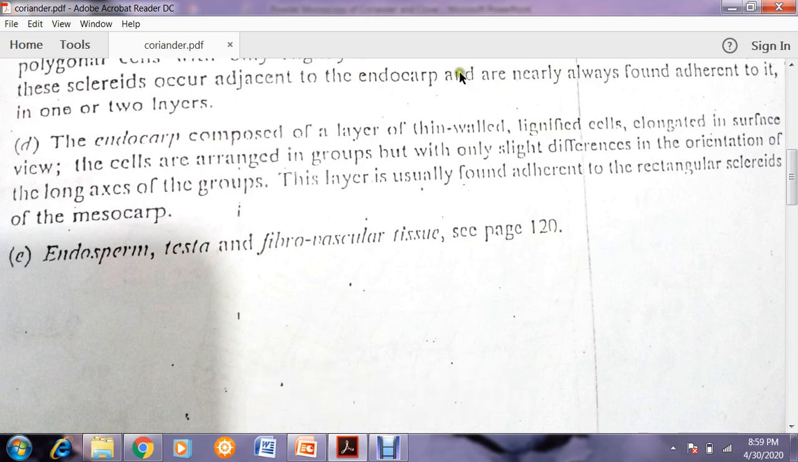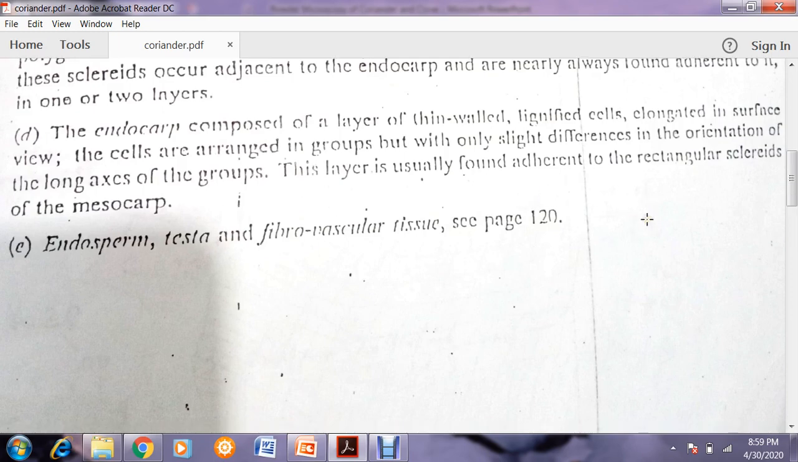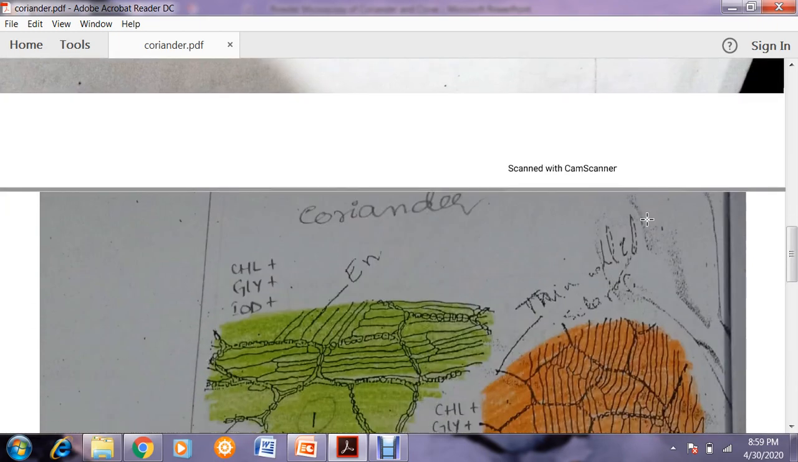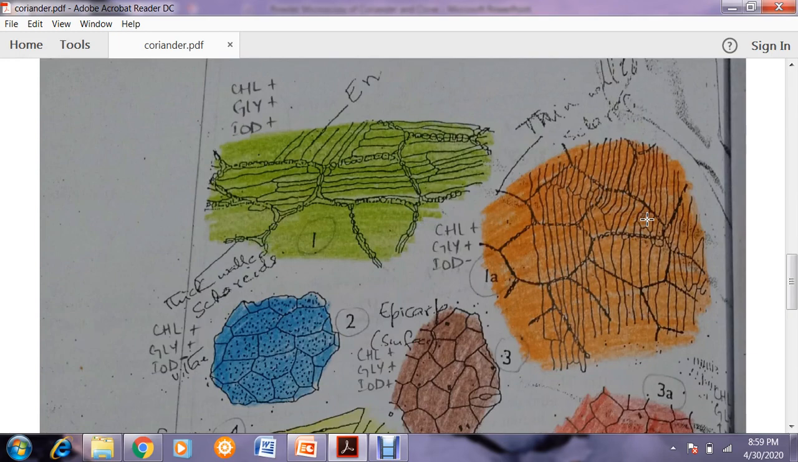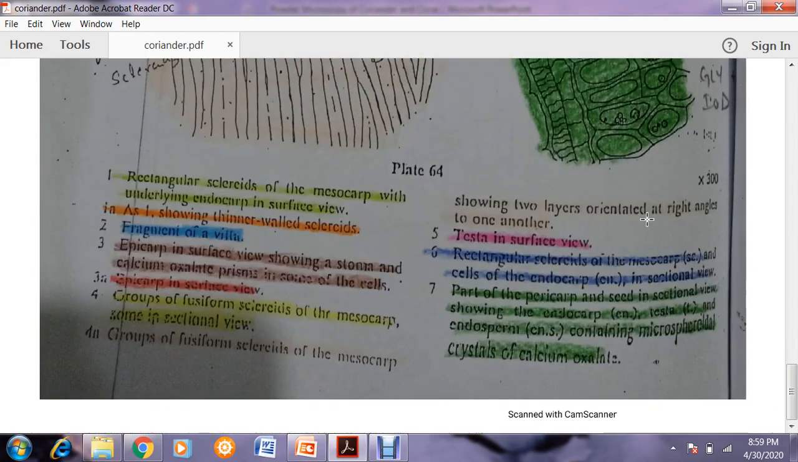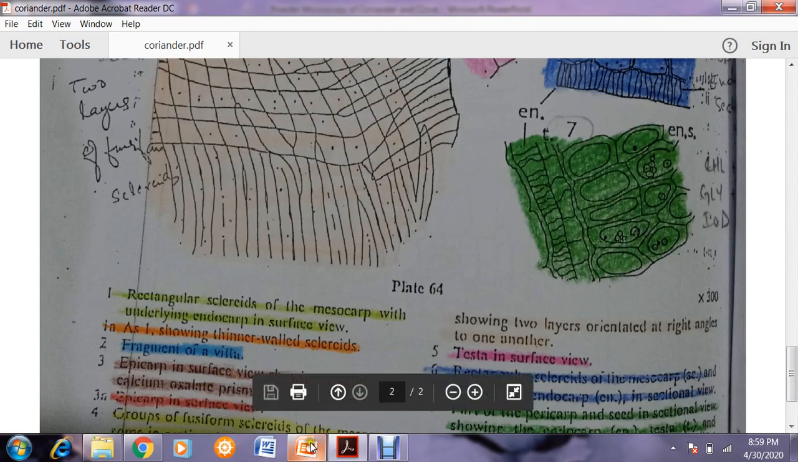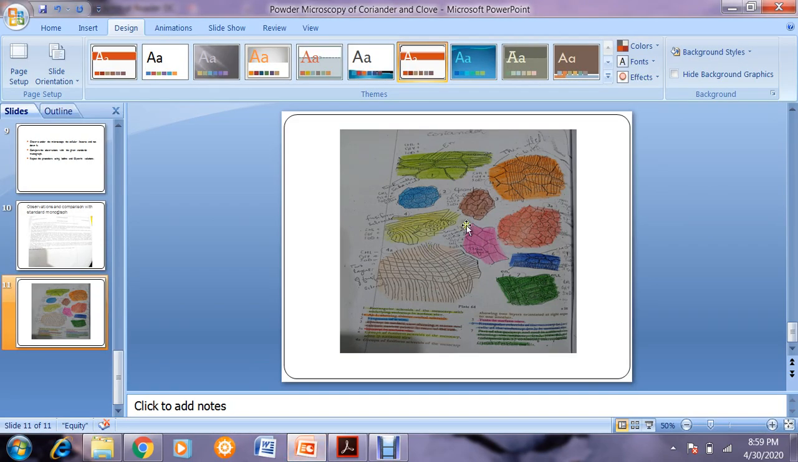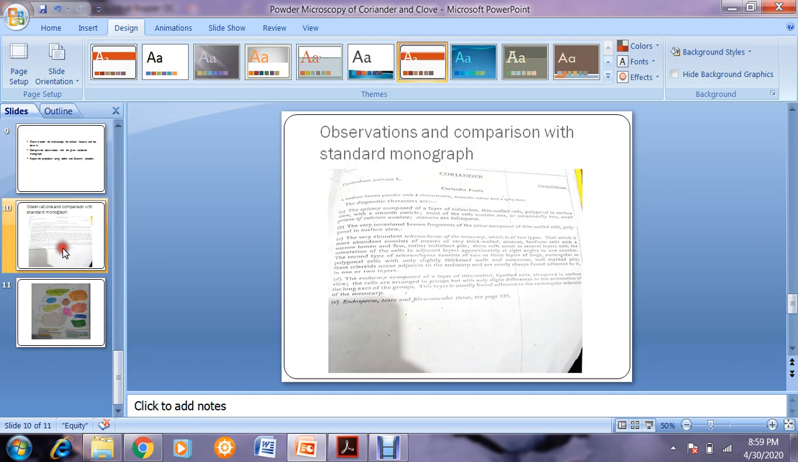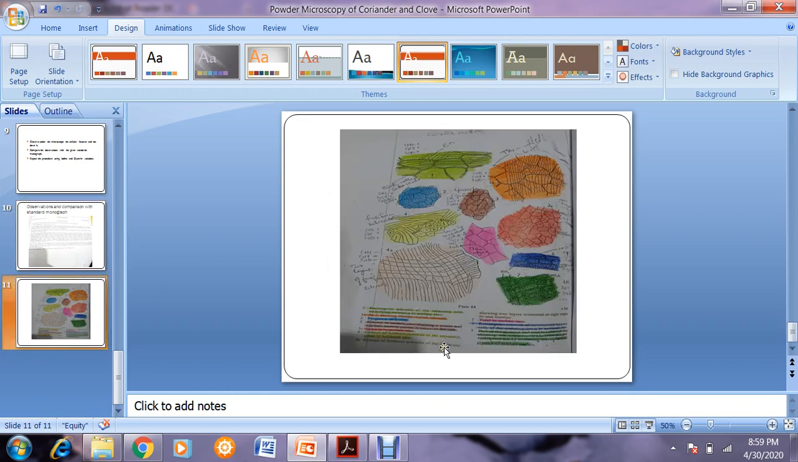So this was all about the main diagnostic features of the coriander fruit. Now it will be better understood with the help of this diagrammatic representation. This is the picture, which I have included in the slides. This one we have discussed in detail, and now we are going to discuss this page.